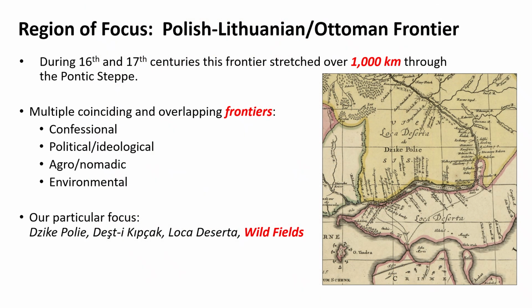So, why is the region covered by Beauplan's works of interest to us? During the 16th and 17th centuries, the frontier between Polish-Lithuanian lands and the Ottoman Empire stretched for over 1,000 kilometers through the Pontic steppe. This geographic region consisted of several types of coinciding and overlapping frontiers. Of particular interest to us is the area of the Pontic steppe that we will be referring to in this presentation as the wild fields.